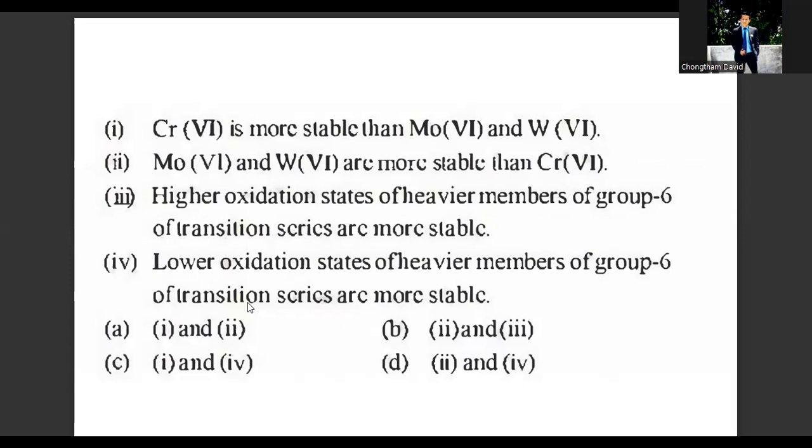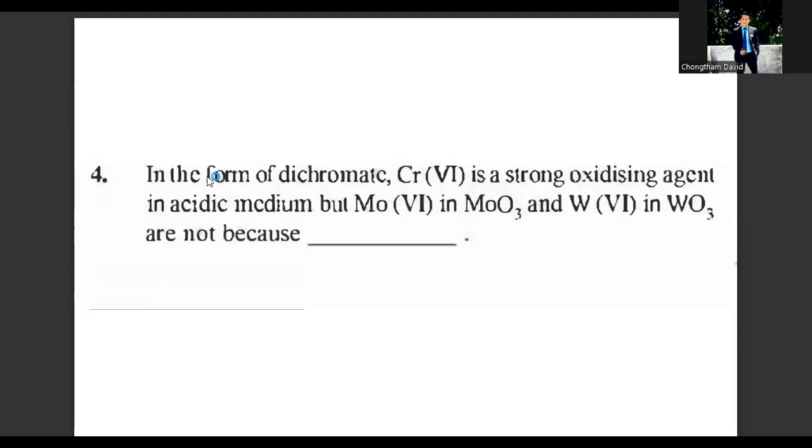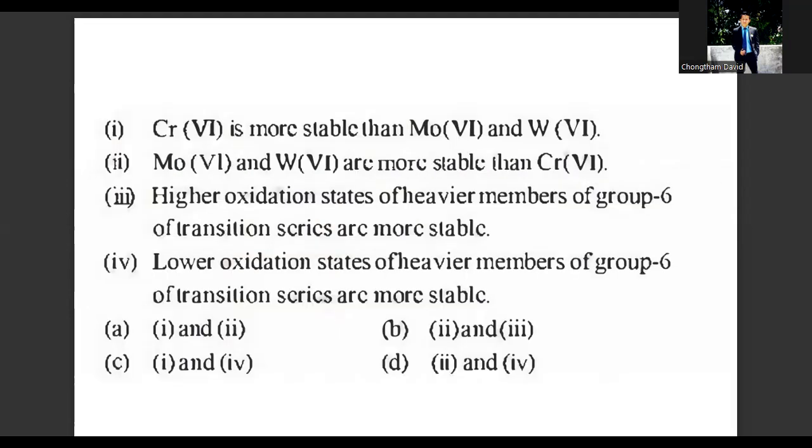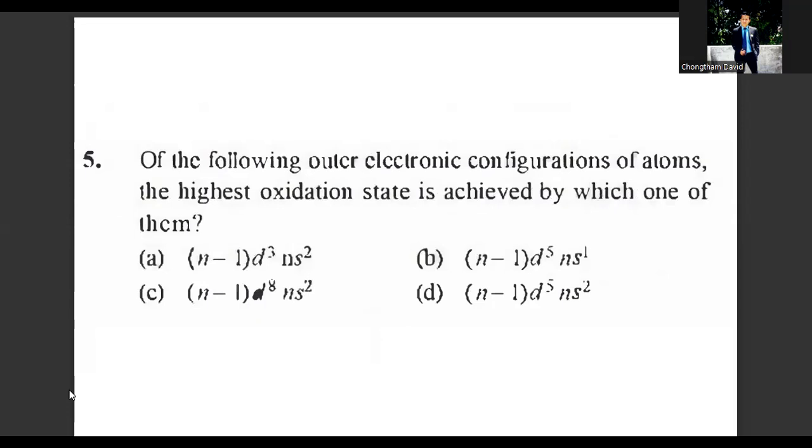In question number 4, you're asked: in the form of dichromate, chromium 6 is a strong oxidizing agent in acidic medium, but not molybdenum and tungsten. So the reason would be both these two, that is molybdenum 6 and tungsten 6 are more stable than chromium 6, and higher oxidation states of heavier members of group 6 of the transition series are more stable. So 2 and 3 are correct. Then the option would be B for question number 4. Moving on to question number 5.